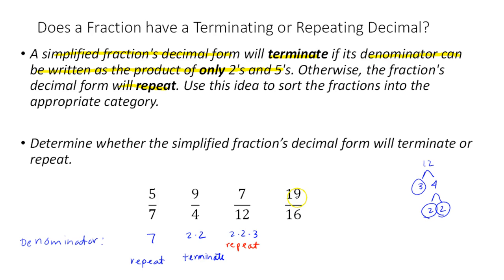And finally, we have 19/16. Well, let's see 16's prime factorization. 16 is 4 times 4, and 4 is 2 times 2. So 16's prime factorization is 4 factors of 2. And that does qualify as the product of only 2's and 5's. There are no 5's, but that's okay as long as you only have 2's or 5's. The decimal will terminate.